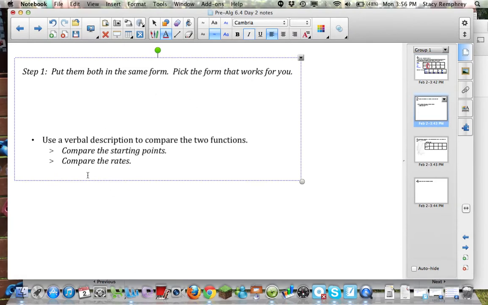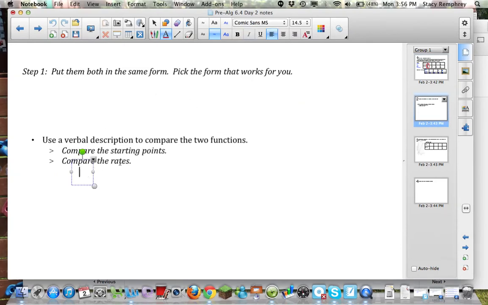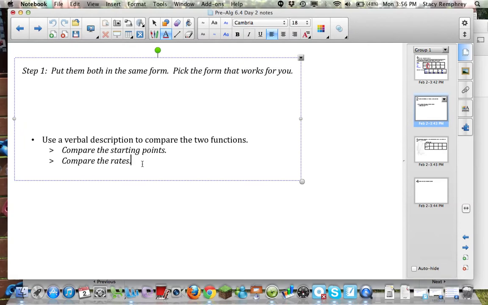Okay, so I said put them in the same form. And then when I said, it'll say use a verbal description to compare the two functions. So you're going to try and do two things. Talk about the starting point. So I'm going to start with that.